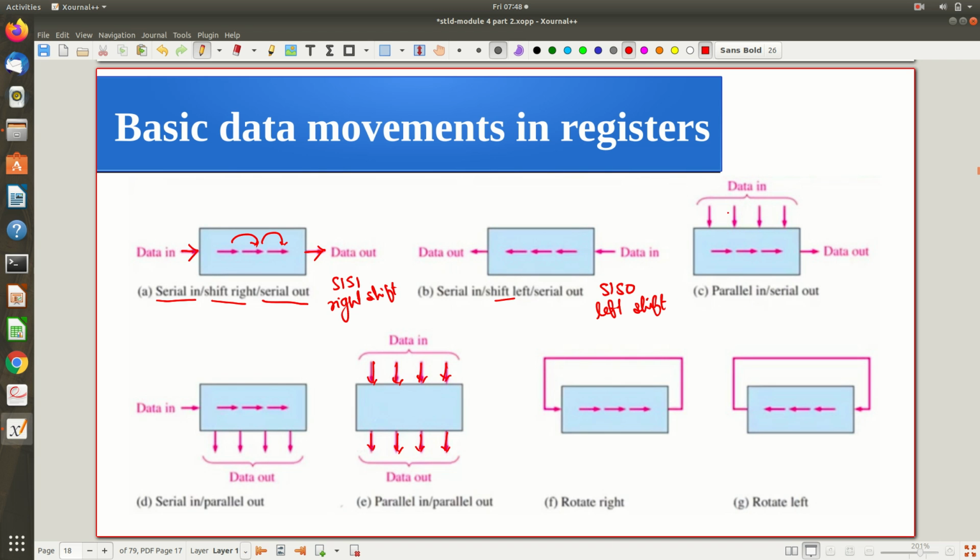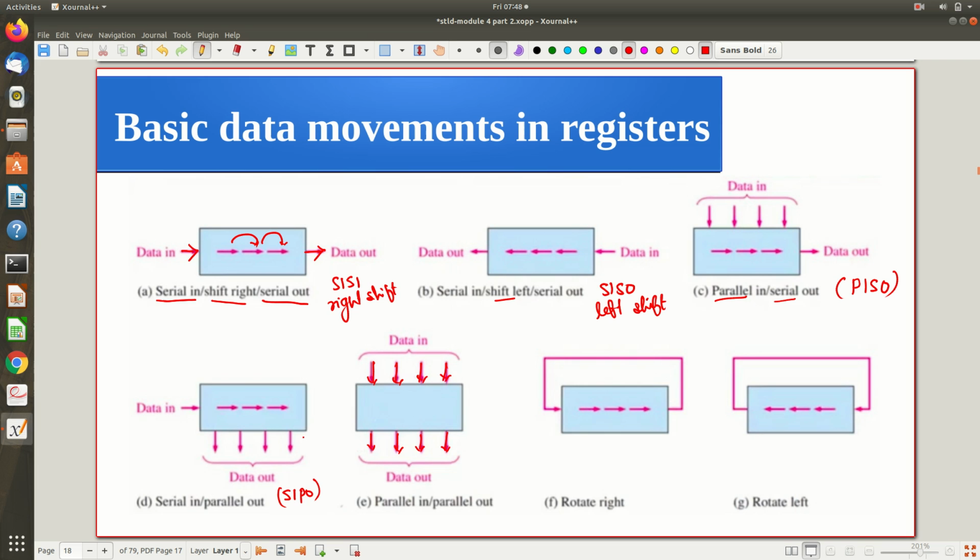And here you can see that the input you are applying in parallel, right? So the input is coming in parallel and the output you are taking serially, right? Interesting. So to take the output serially, some shifting is needed in the background. So this is something called parallel input and serial output, a parallel in, serial out circuit. Here the input is taken serially, but the output is taken in parallel. So this is something called a serial in, parallel out circuit.